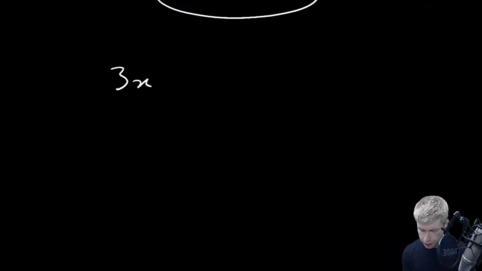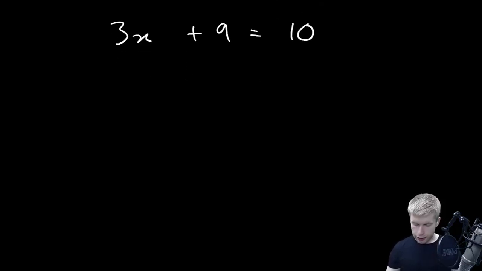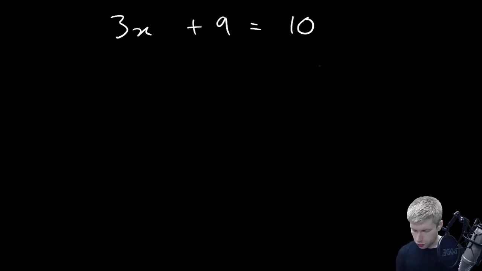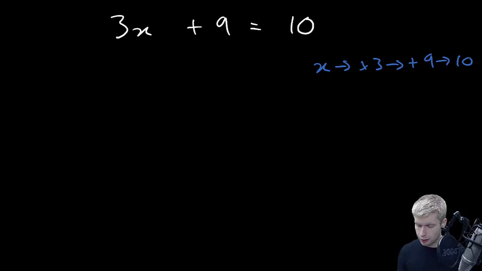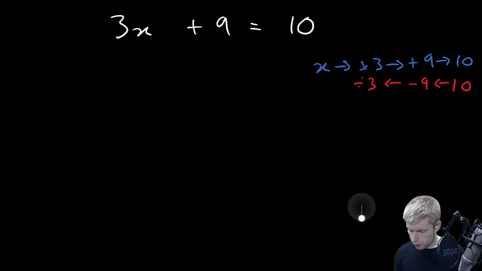Let's try 3x plus 9 equals 10. Okay, so here I think about my chain, so I'm just going to write it out. Take my x, I times it by 3 first, and then I add 9, and I end up at my 10. So if I work my way backwards, I should start with 10, then take away 9, then divide by 3, then I'm back at my x, which is what I'm after. So I'm just doing the opposites all the time.